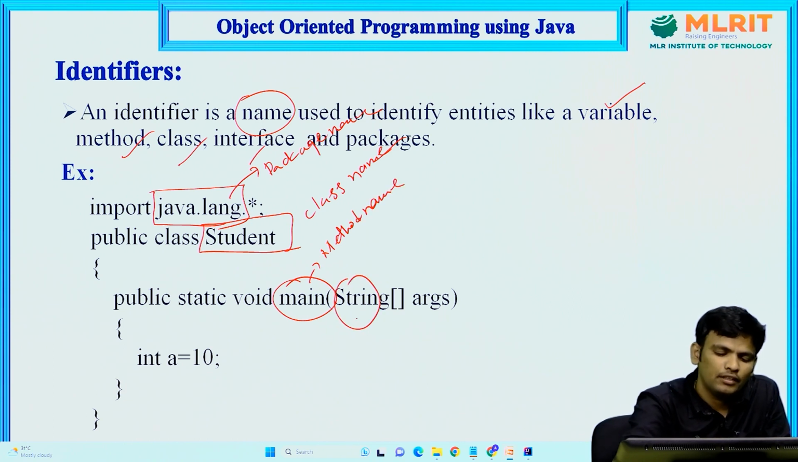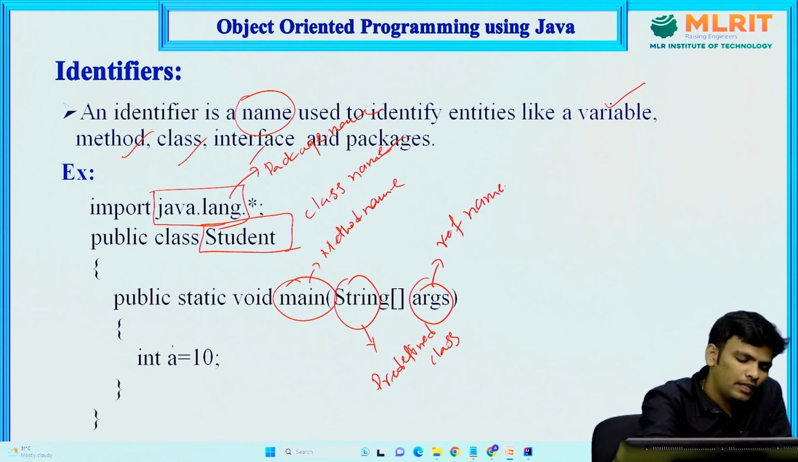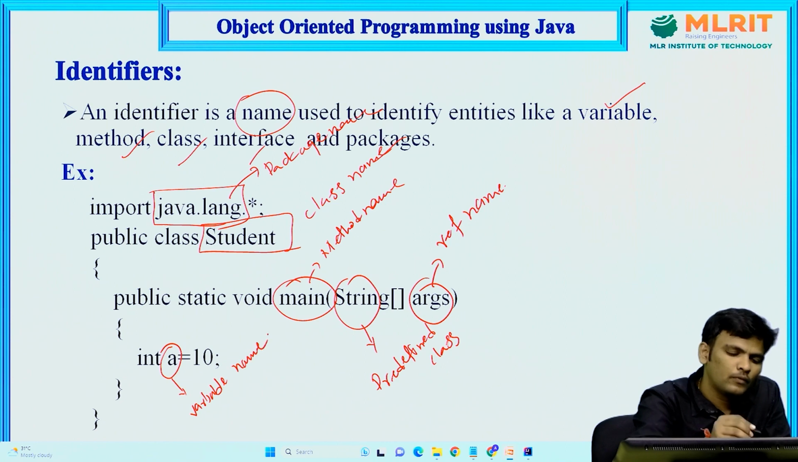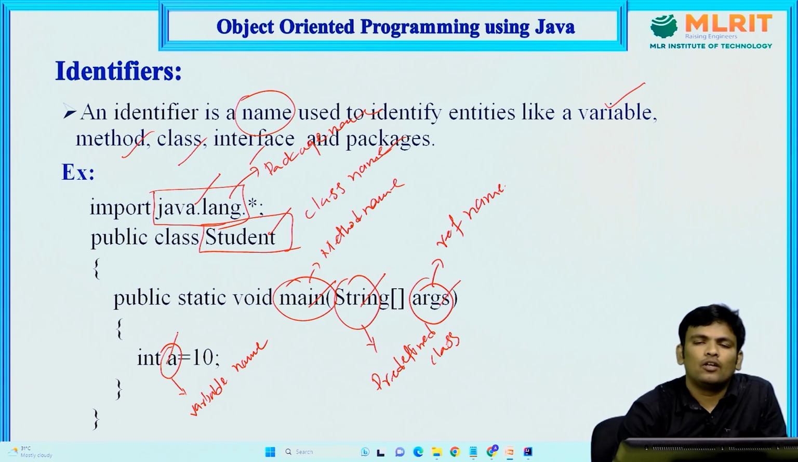Next, String is nothing but a predefined class. Args is nothing but a reference name, and here a variable I declared, so it is a variable name. So java.lang is an identifier, Student is an identifier, main method is an identifier, String is an identifier, args is also one of the identifiers, and a is also an identifier here.